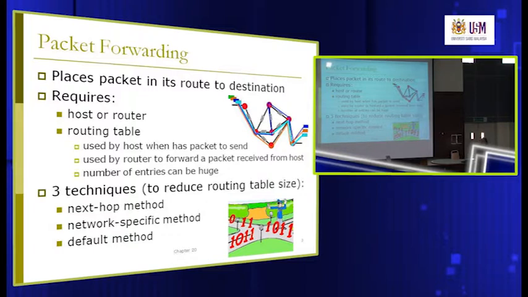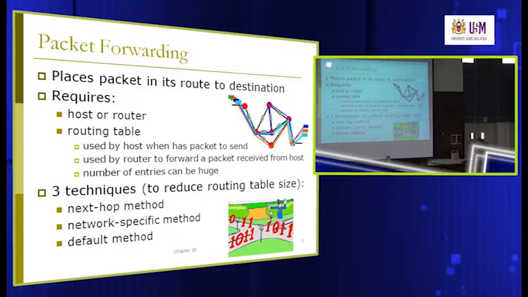So anyway, what do we require? We require some kind of table, used by the host when sending a packet and used by the router to forward a packet. And the routing table can be huge. Imagine, for example, the post office. For it to know what is a proper address, maybe it has a phone book, a whole list of all the towns and cities in Malaysia. That list can be very long, so the routing table can be huge.